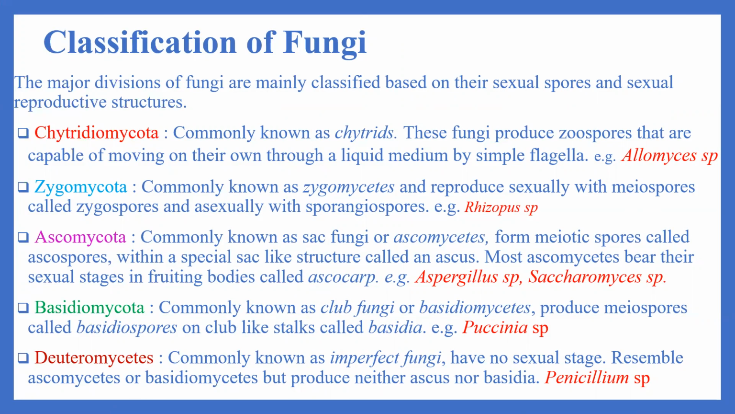Basidiomycota, commonly known as club fungi or Basidiomycetes, produce meiospores called basidiospores on club-like structures called basidia. Example, Puccinia graminis. Deuteromycetes, commonly known as fungi imperfecti or imperfect fungi because they do not have any sexual stage. They resemble Ascomycetes or Basidiomycetes but reproduce neither through ascus nor through basidia. The common example is Penicillium.